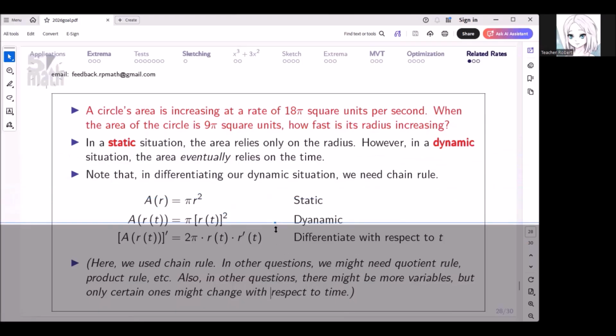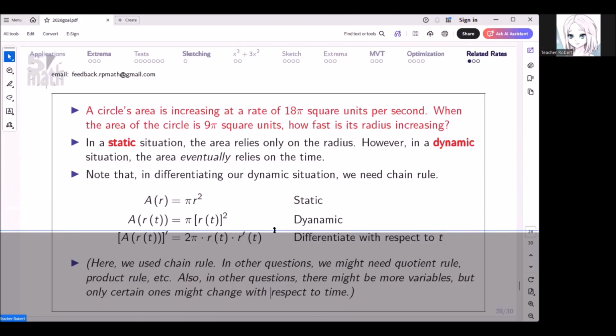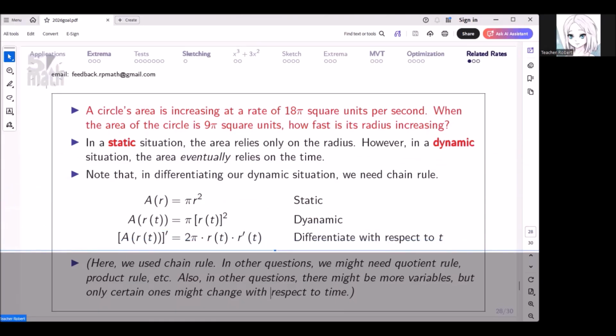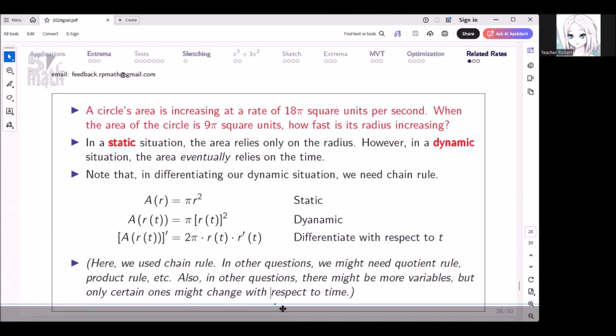Static, dynamic, differentiate with respect to t. Here, we used chain rule. In other questions, we might need quotient rule, product rule, etc. Also, in other questions, there might be more variables, but only certain ones might change with respect to time.